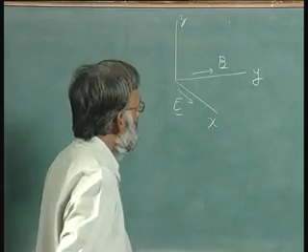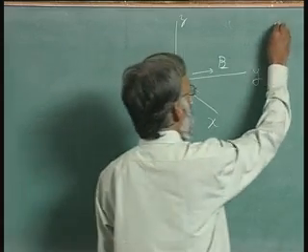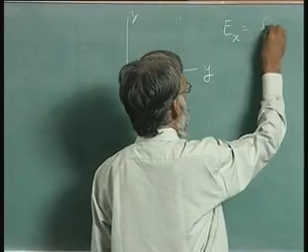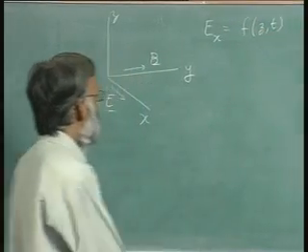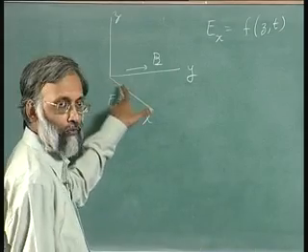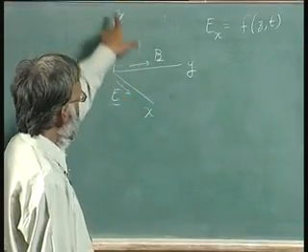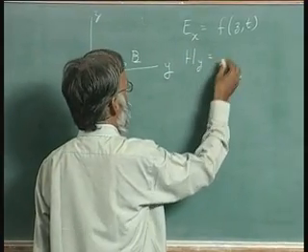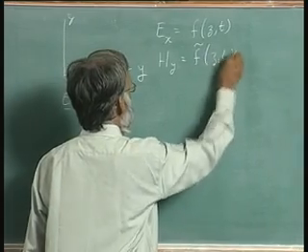the magnetic field is pointing along the y direction, and we assume that the electric field along the x direction was some function of z and t. That is, it did not vary if you moved in x, it did not vary if you moved in y, but it did vary if you moved in z. Similarly, Hy was some other function of z and t.